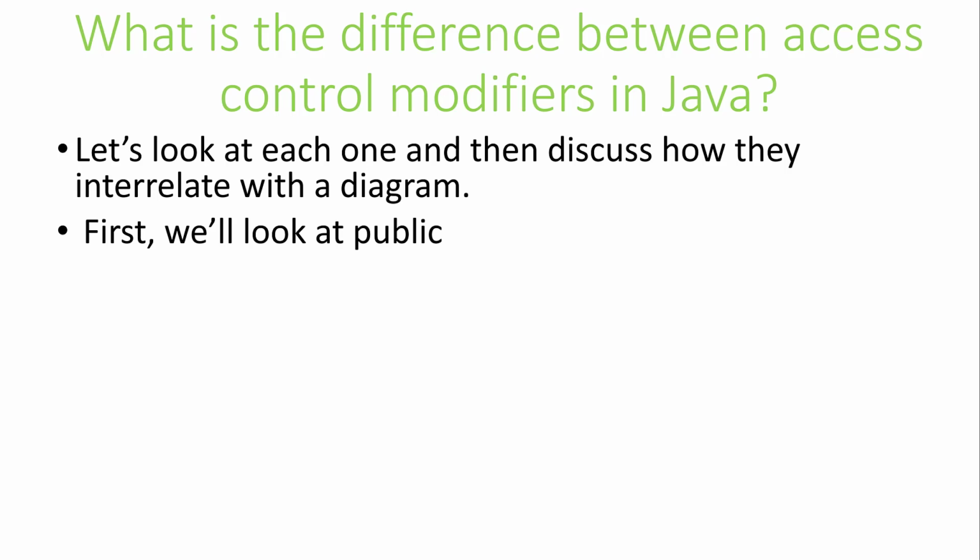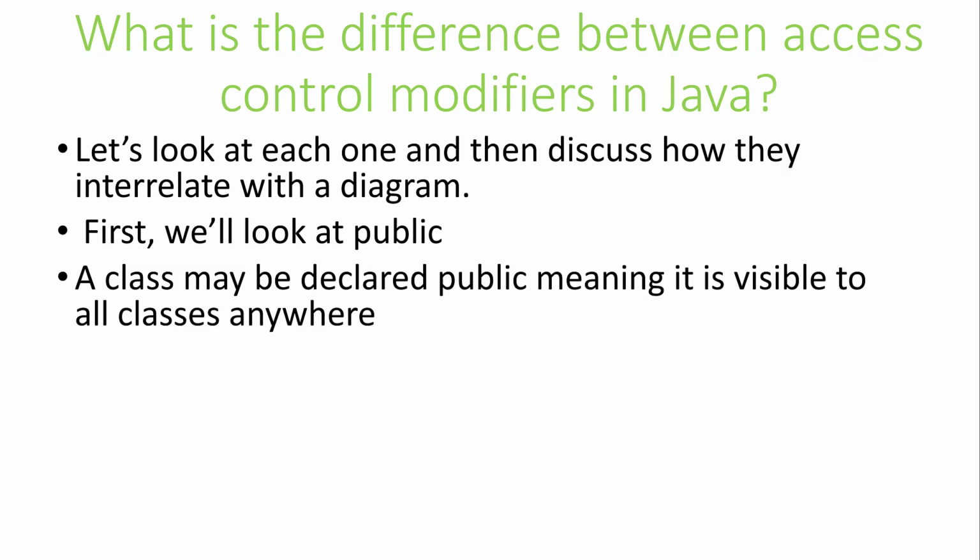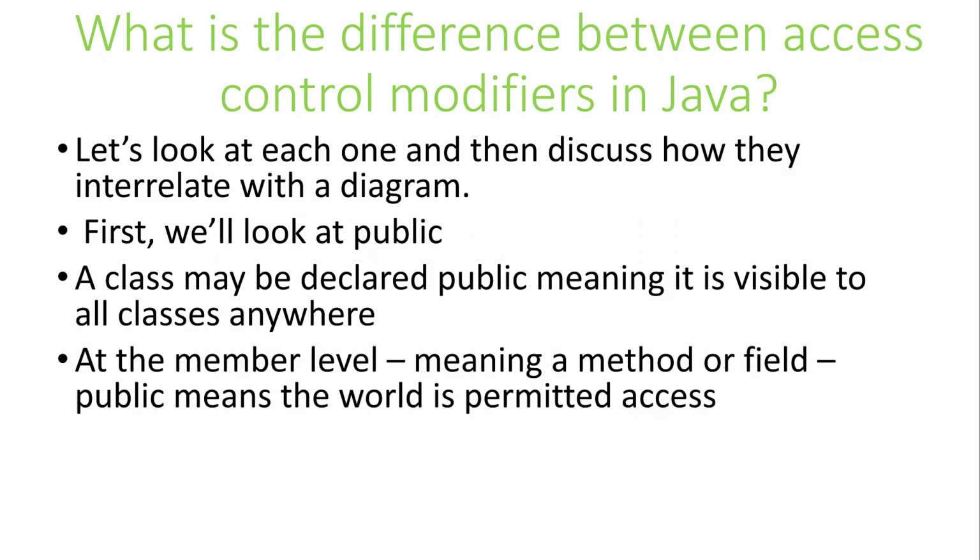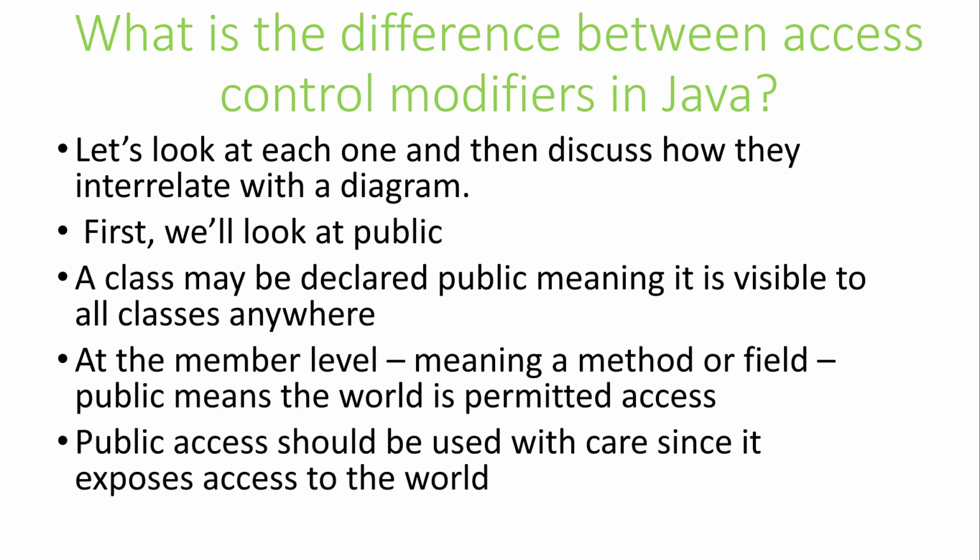A class may be declared public, meaning it's visible to any class anywhere within an application that uses the class. And at the member level, and here member means a method or field within a class, public means any code from any location has access. Public access should be used with care, since it exposes access to the world. We'll discuss this topic in more detail when we cover the security aspects of access control later in the video.